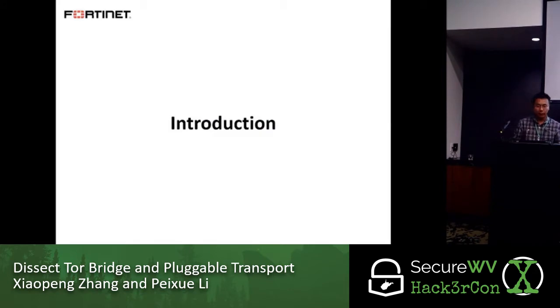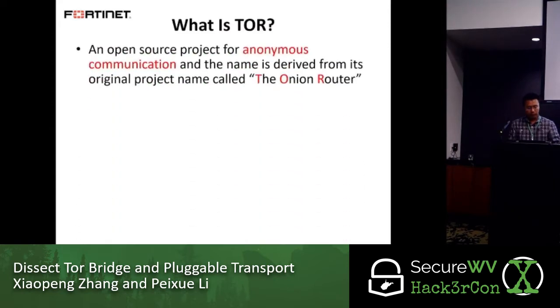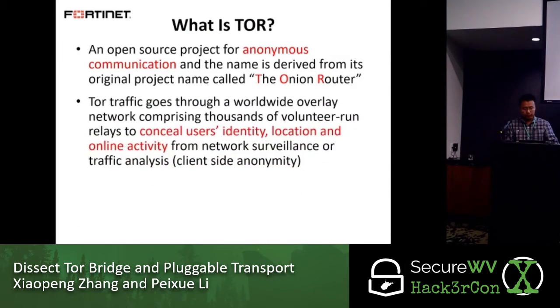Firstly, let me introduce Tor. So what is Tor? Tor is an open source project for anonymous communication. Its name is derived from its original project name, The Onion Router. Tor traffic goes through a worldwide overlay network comprising thousands of volunteer-run relays to conceal users' identity, location, and online activity from network surveillance or traffic analysis. So this is to provide client-side anonymity.